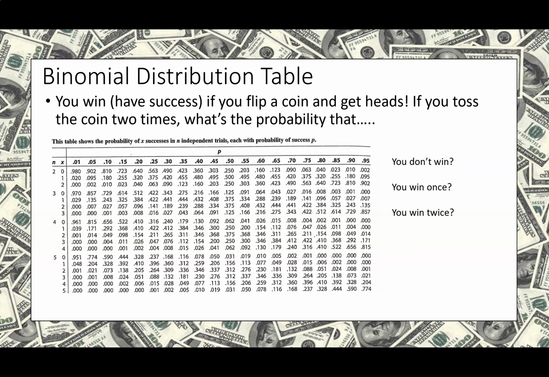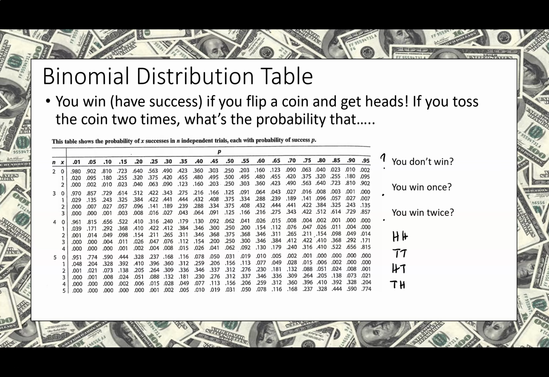We win if you flip a coin and you get a heads, and you toss the coin 2 times. What's the probability that you don't win, you win once, and you win twice? Well, let's actually solve this problem without looking at our binomial distribution table. If you toss the coin 2 times, what are your options? You've got heads, heads. You've got tails, tails. You could do a heads, tails, or a tails, heads.